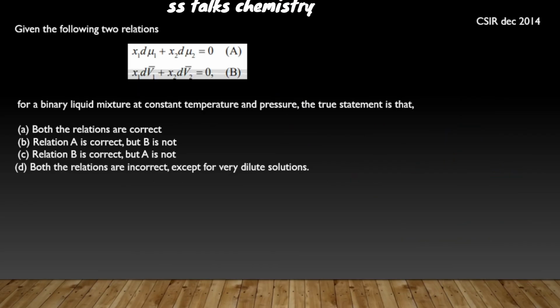Okay, next this question. Given the following two relations, x1 d mu1 plus x2 d mu2 is 0, and in terms of the volume also it has been given. For a binary liquid mixture at constant temperature and constant pressure, the true statement is. So this is from the Gibbs-Duhem equation only.